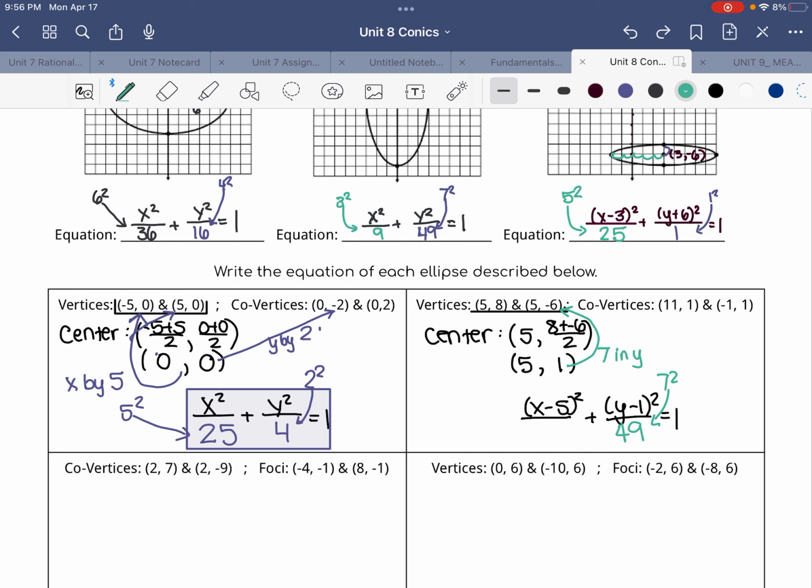Then for the co-vertices, it is the x value that changes from 5 to 11. The x's are changing by 6, because 5 plus 6 is 11. So 6 squared, or 36, goes underneath. One more time, pay attention to which variable is changing, not which one stays the same.